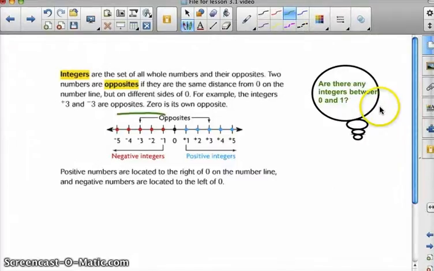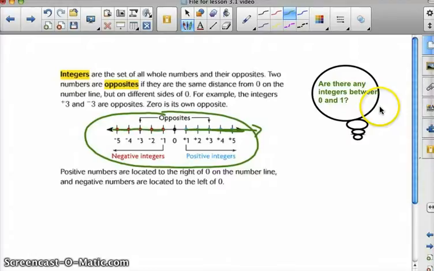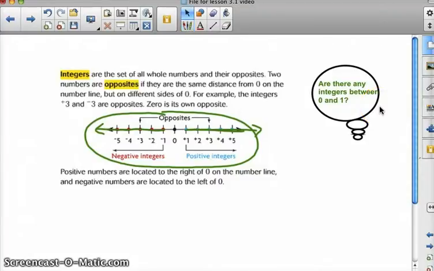So if you look at this number line here, all the positive integers are positive whole numbers. Okay, everything to the right of zero on the number line. The further you go to the right, the greater the numbers get in value. To the left of zero on the number line, you have negative whole numbers. These are your negative integers. Okay. The further you go to the left, the less value a number has.